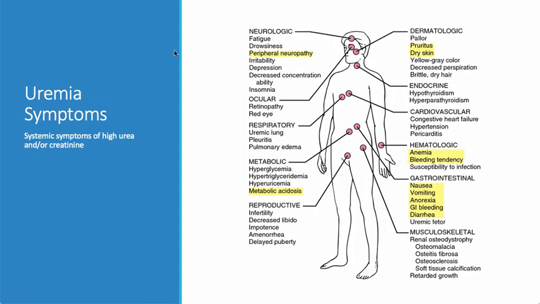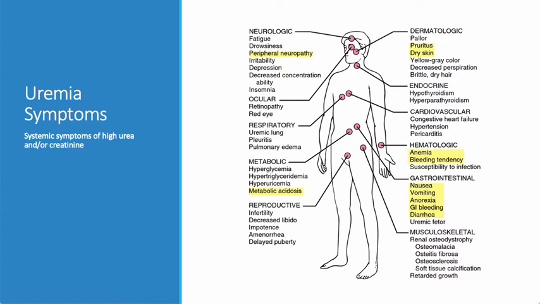So those 5 things that we discussed there, those are reasons that we need to start dialysis. So patients who we can't control the potassium, we can't control the acid-base balance, we can't manage their hyperphosphatemia, we can't manage their volume status. Those are reasons that we would start dialysis.